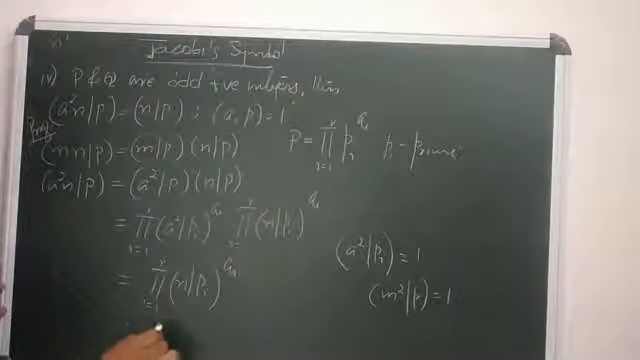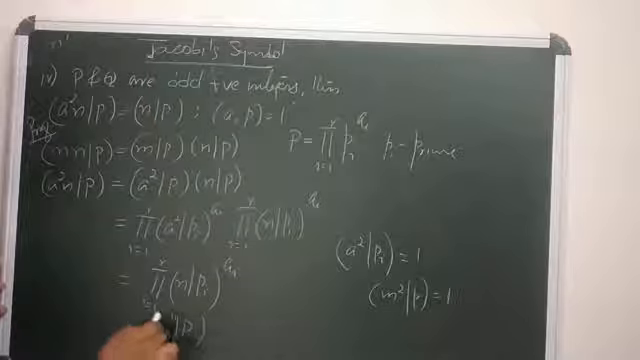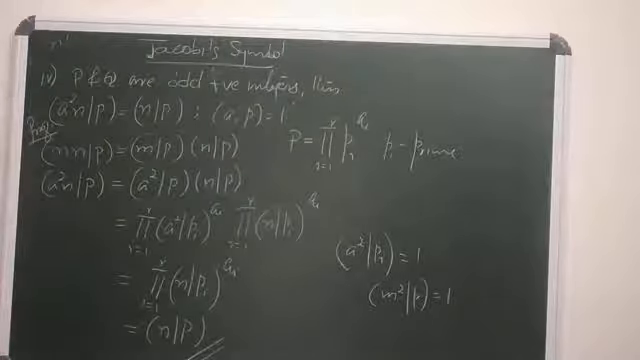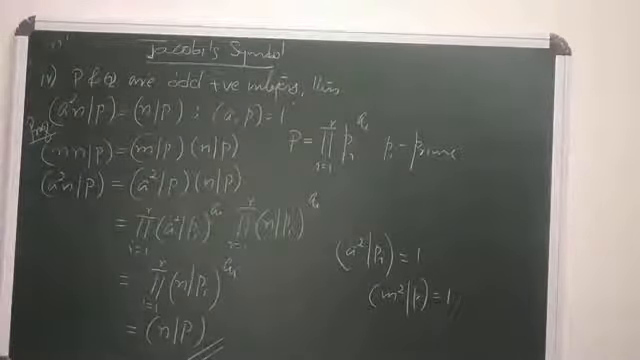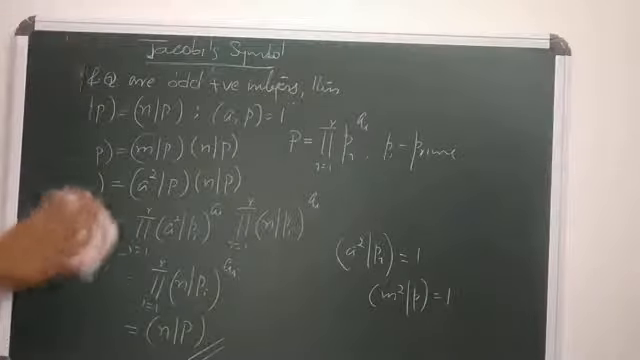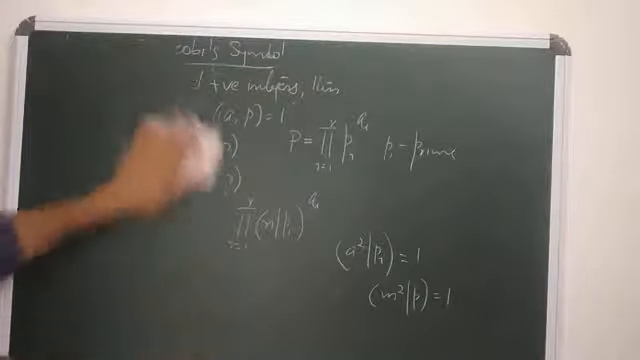What is actually this one? This is by Jacobi's symbol, nothing but n by p. So when a and p are relatively prime, a square n by p is nothing but n by p. Agreed? So these are the fundamental or basic properties of this Jacobi's symbol.